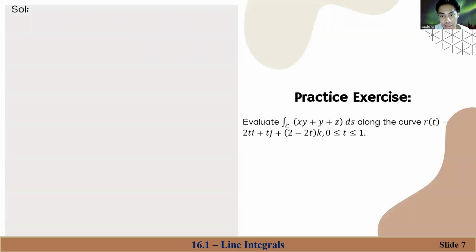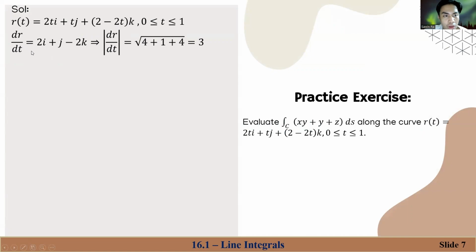So to further improve our understanding, we should practice an exercise. Evaluate the integral over C of the function x minus y plus z ds along the curve r of t equals t i plus t j plus (2 minus 2t) k with the range of t greater than or equal to 0 and less than or equal to 1. So first step, we have to parameterize the equation. We have the given equation, and once we parameterize it, first we have to find the r and dt first.